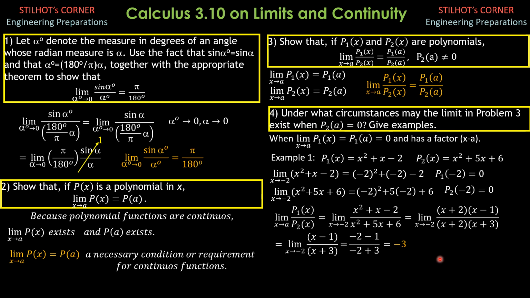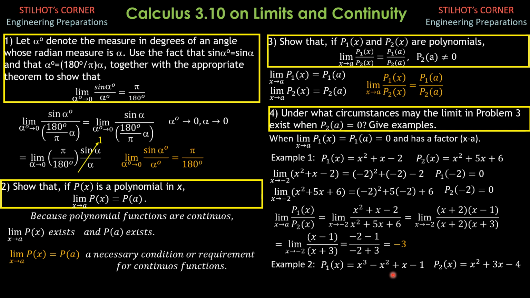So the limit exists and it is negative 3. So even if the function value of the denominator is 0, the limit still exists. Another example is these polynomials: p1 of x is equal to x cubed minus x squared plus x minus 1, and p sub 2 of x is x squared plus 3x minus 4.